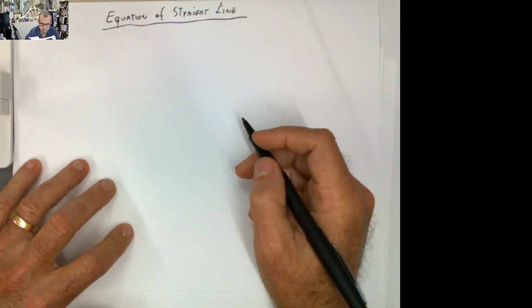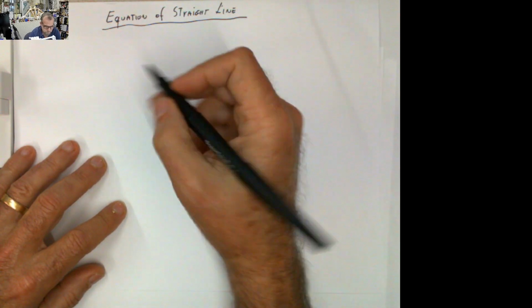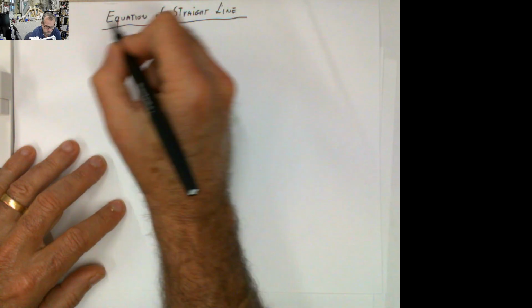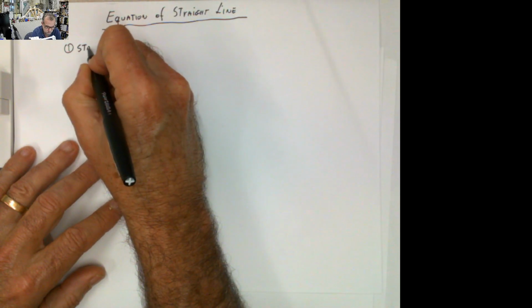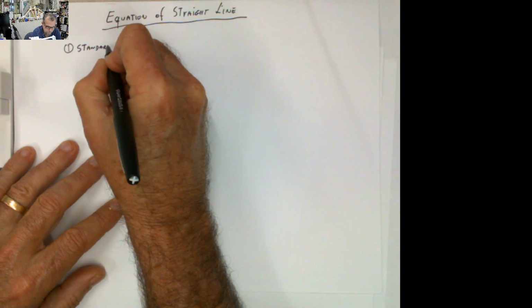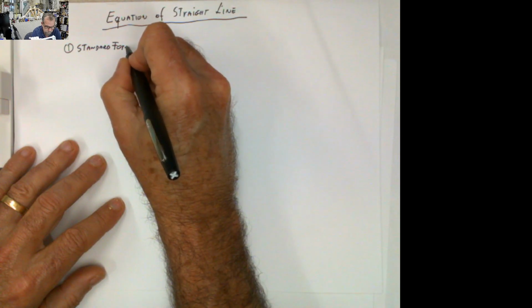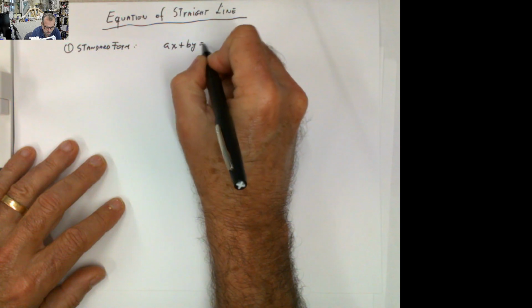Hello guys, a quick refresher of the equation of a straight line. There are basically three ways, which are more than three, but let's say three ways you can express the equation of a straight line. The first one will be the standard form, and this is just ax plus by equals c.